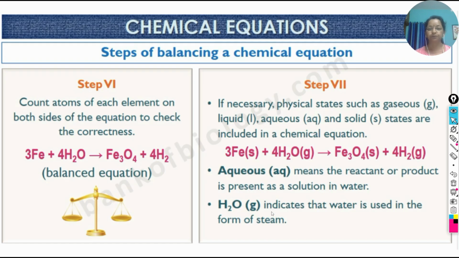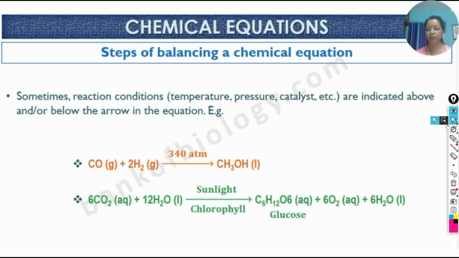Okay, that's it. Finally, if it is necessary, we can include conditions like this. For example, this is a reaction in which the reaction is taking place at a pressure of 340 atmospheric pressure. That we can note using small letters like this, 340 atm, which means the reaction is taking place at 340 atmospheric pressure. And see here, the reaction is taking place in the presence of sunlight and chlorophyll.